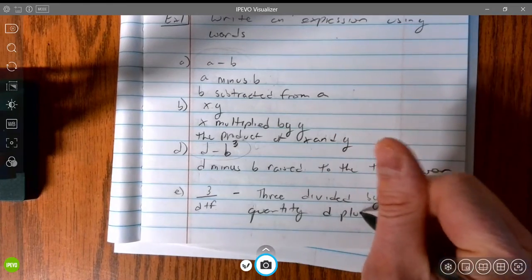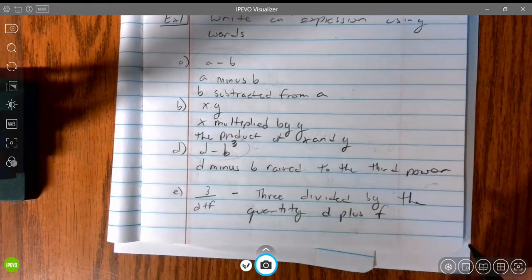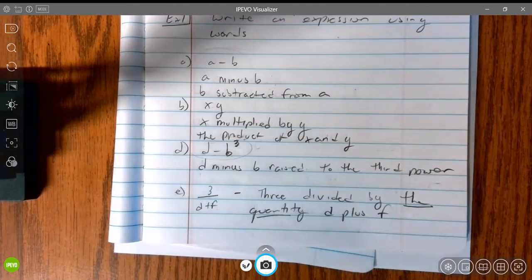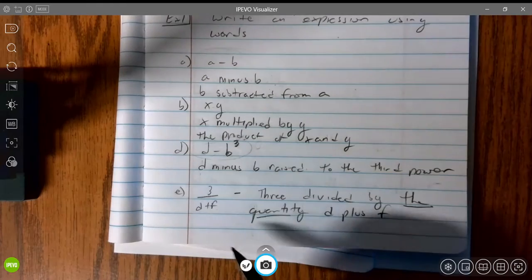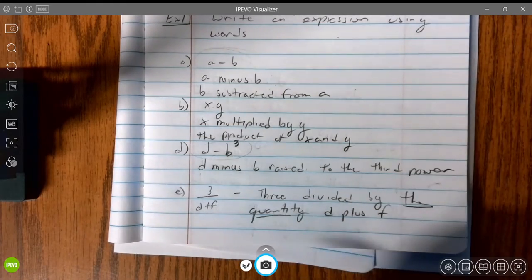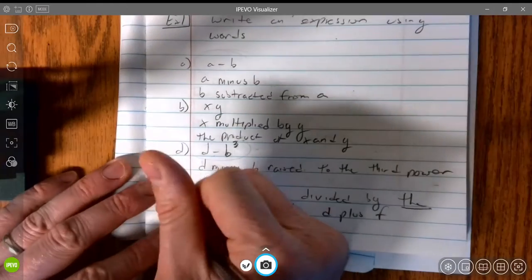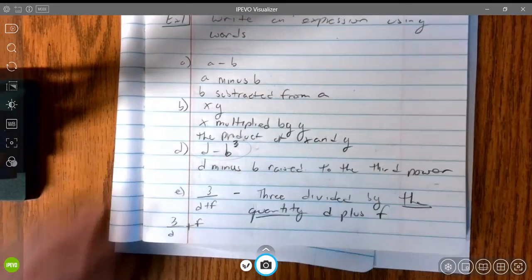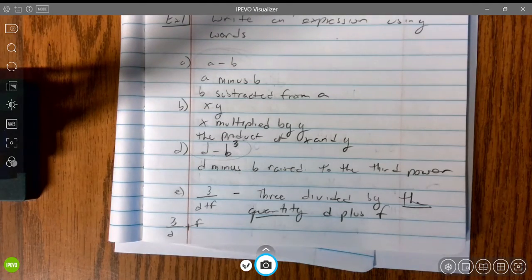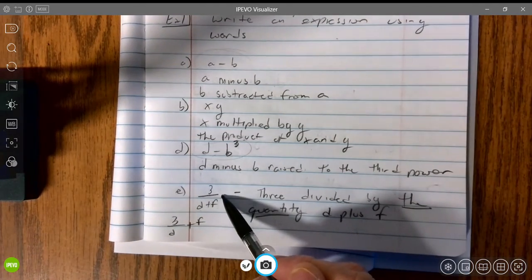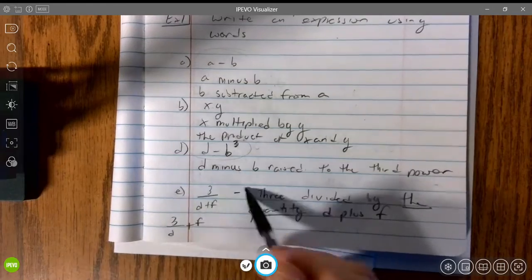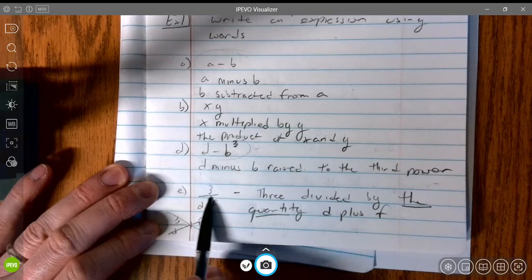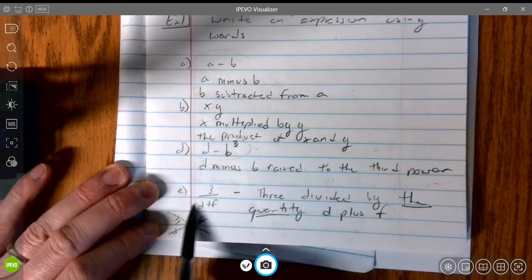Notice, however, I did include this term, the quantity, because if I just said 3 divided by D plus F, that could mean 3 divided by D, plus F, which is different than what I have up here. These two expressions are different. That's why I included the term the quantity, because it shows that these two are together.